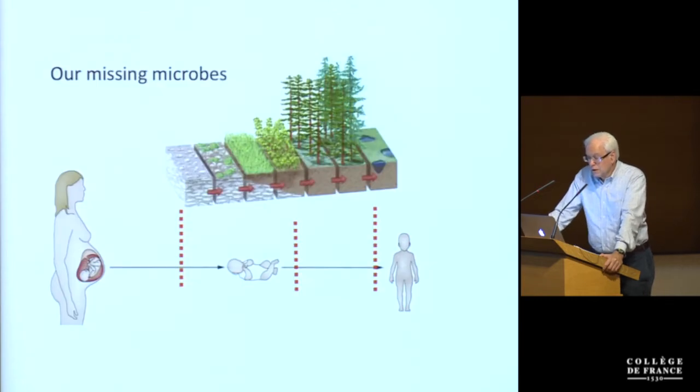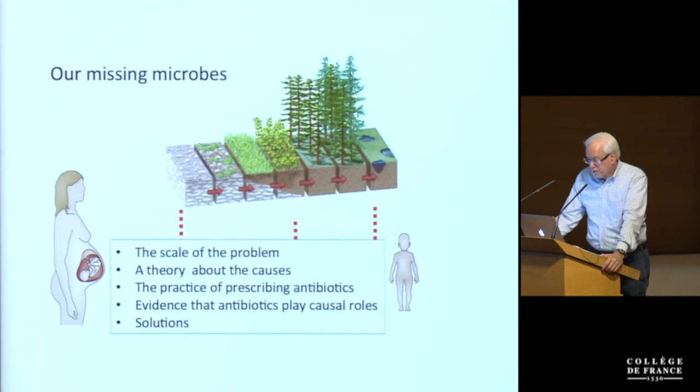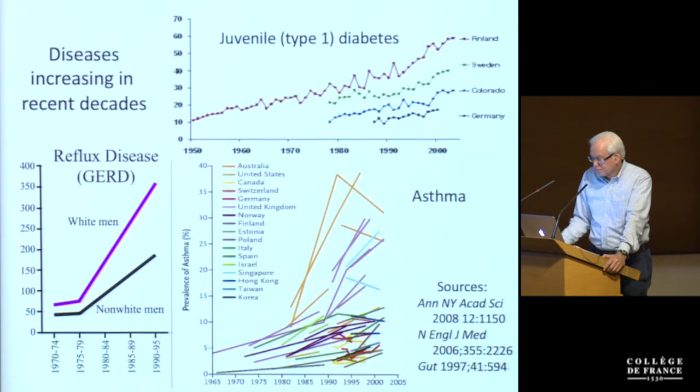So this is really about ecology, and about the ecology over the lifespan. And I want to cover these 5 topics: the scale of the problem, a theory about the causes, the practice of prescribing antibiotics, evidence that antibiotics play a causal role, and then finish with solutions.